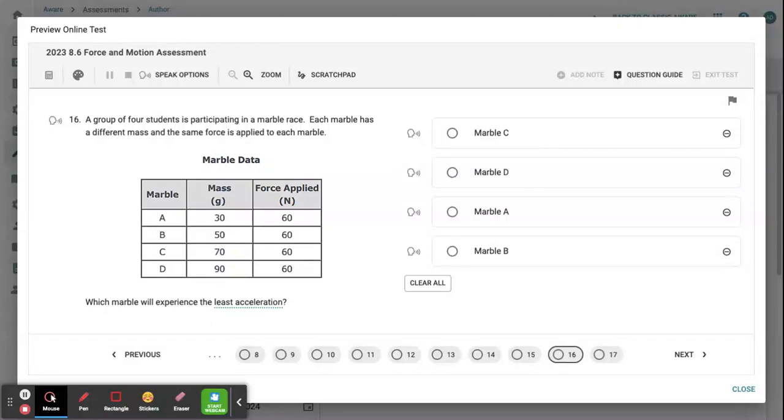Number 16. A group of 4 students is participating in a marble race. Each marble has a different mass and the same force is applied. So again, we have the same force. Which marble will experience the least amount of acceleration? So you could do force divided by mass, or it's just super easy for me to say, okay, the force is the same, so this is the greatest mass, so it's going to have the least amount of acceleration. So it should be D. Either way, you could have figured that out.